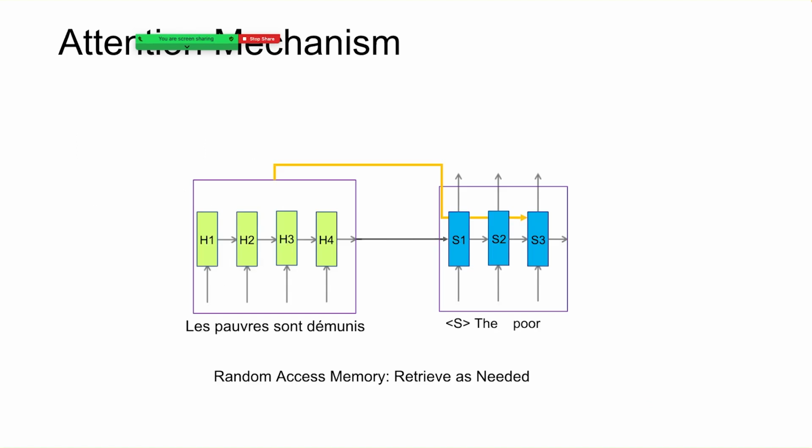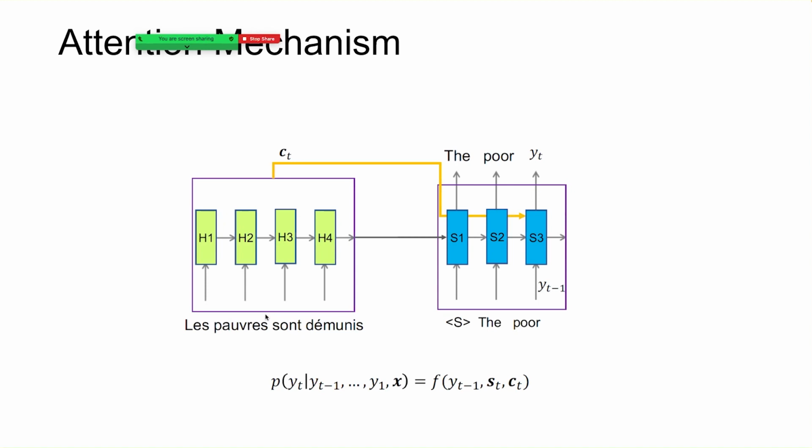Let's still use the same translation task. Notice that when you generate each word, you don't really need all the tokens from the input. For example, when you generate "pour", when you generate these two tokens, you only need "les pauvres", right? "Sont démunis" are not really relevant. The most relevant are "les pauvres". So in order to avoid information bottleneck, we just need a mechanism that for each word we generate, we can get a different piece of information that saves only the important information from the input.